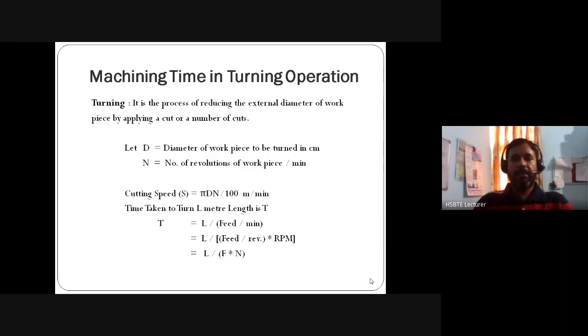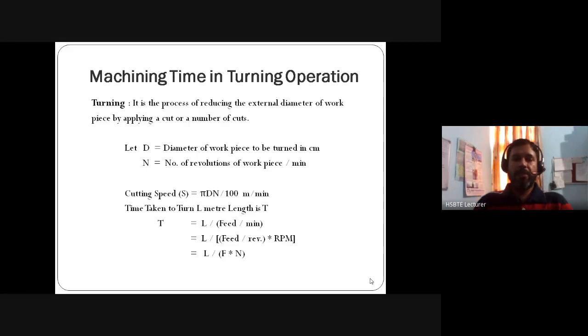Now we will derive the formula for calculating the machining time in turning operation. Suppose D is the diameter of the workpiece to be turned, and this D is in centimeter. N is the number of revolutions of the workpiece per minute. So cutting speed is represented by S equals pi D N by 100. We divide by 100 here because diameter is in centimeter and we are converting into meter. So the unit of cutting speed is meter per minute.